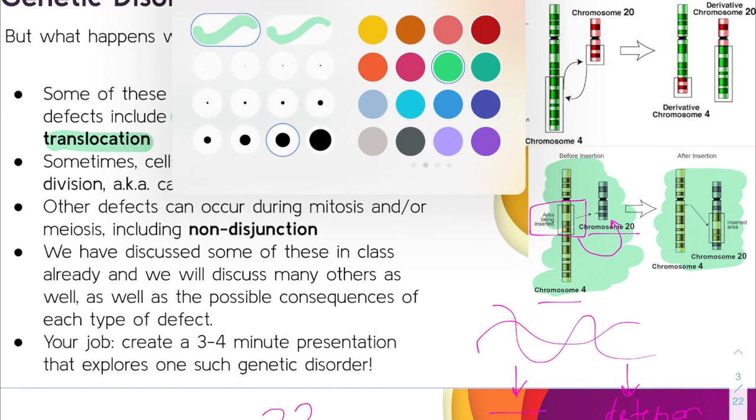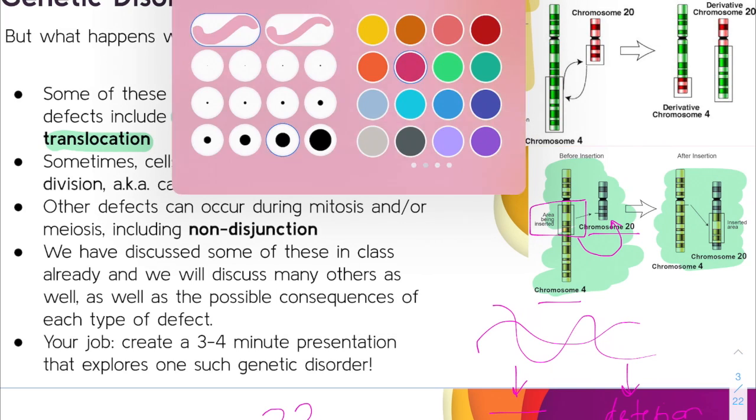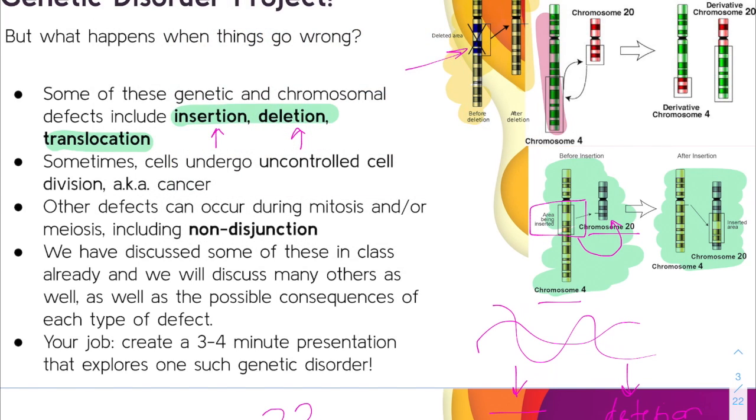And deletion, here's a chromosome. An area of the chromosome can be deleted. DNA is no longer there. Translocation is one that we didn't talk about, but here's a picture of it. Chromosome 4 and chromosome 20 again, but let's say this part of chromosome 4 was put into chromosome 20, and then this part of chromosome 20 was put into chromosome 4.